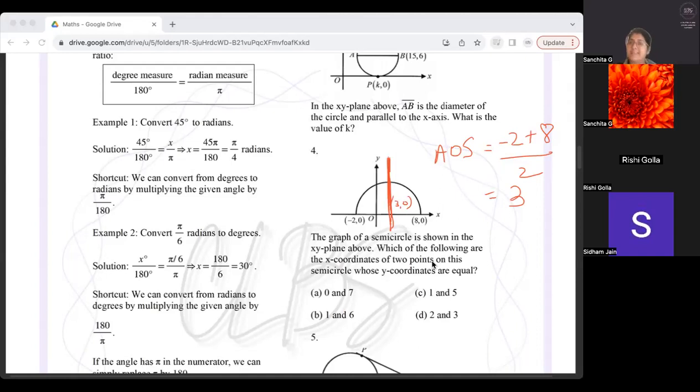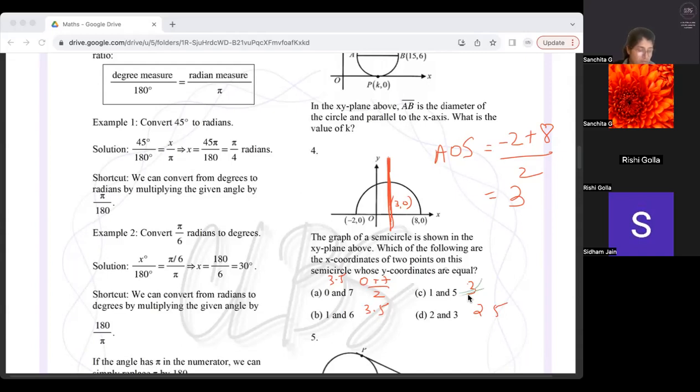Now, basically, they are asking which one is equal to 3. Suppose I take 0, 7. So 0 plus 7 by 2, right? 3.5 I'm getting. Like that, option B, 1 plus 6 by 2, 7 by 2. Again, I'll be getting 3.5, right? Option C is what? 1 plus 5 by 2, 6 by 2, 3 I'm getting. Okay. So yeah, this is my answer. I'll just check for D also. 2 plus 3 by 2. 5 by 2 is 2.5 I'm getting. Clear? Guys, twisted question this was.